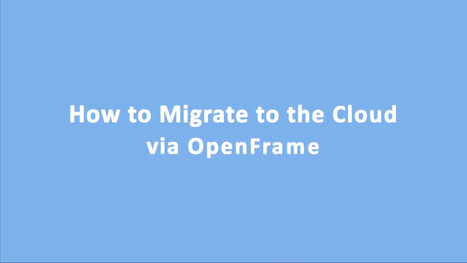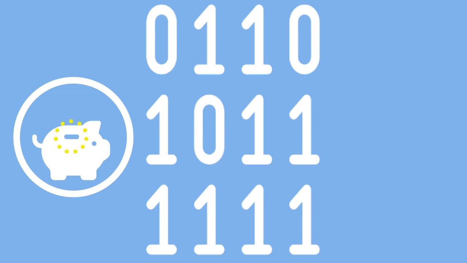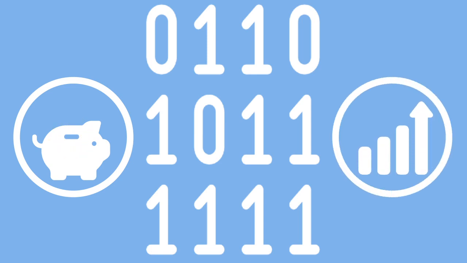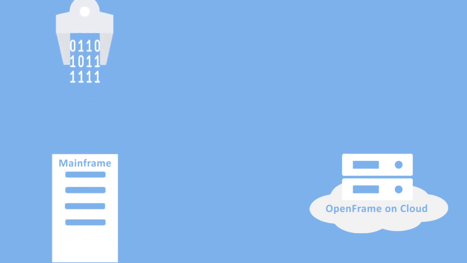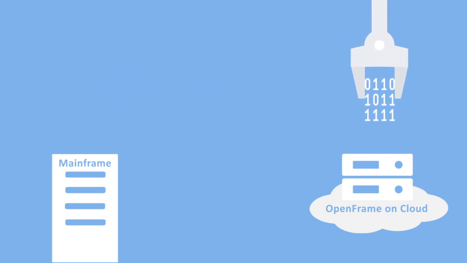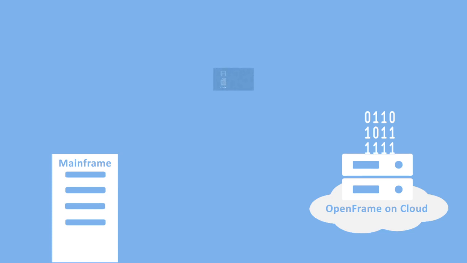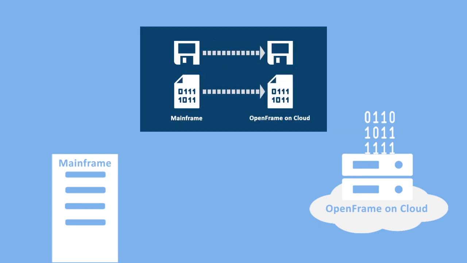Here's how migrating to the cloud via OpenFrame works. A source code analysis sets the stage and often uncovers significant additional cost savings and performance improvement opportunities. The code is then lifted and shifted to a cloud-based open environment using TMaxSoft's migration tools. Data and code remain unchanged.